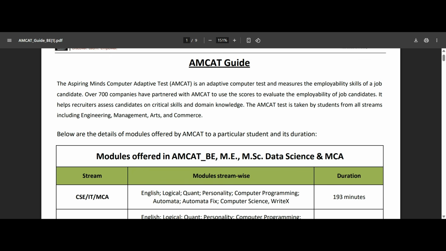Firstly, what is this AMCAT exam? Technically, the Aspiring Minds Computer Adaptive Test, AMCAT, is an adaptive computer test which measures the employability skills of a job candidate. Now, for interviews, there are so many candidates. So, what do the recruiters do to filter out the best ones? They go through the credentials of your competitive examinations, right?